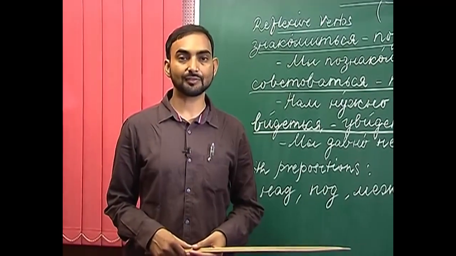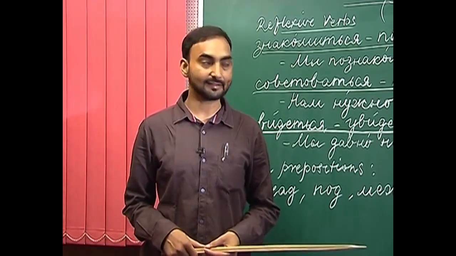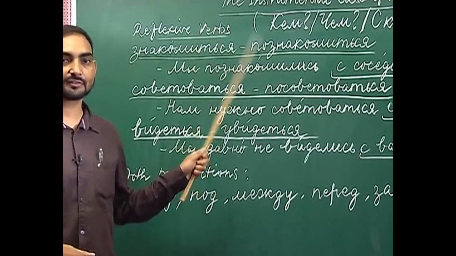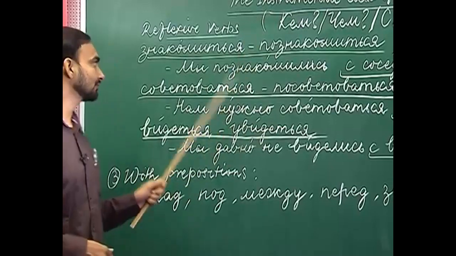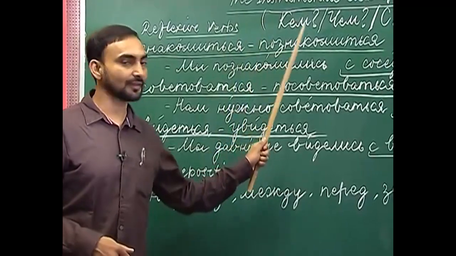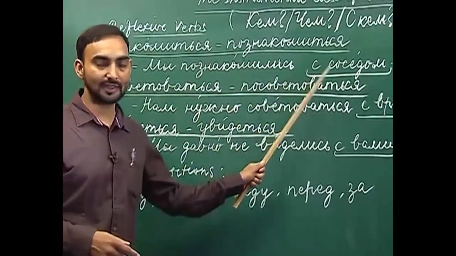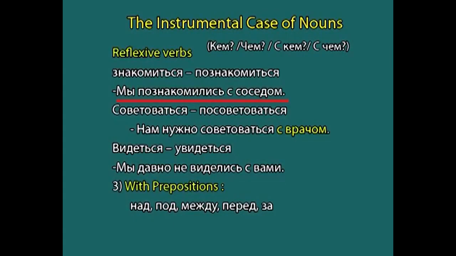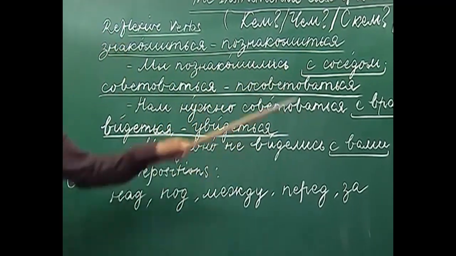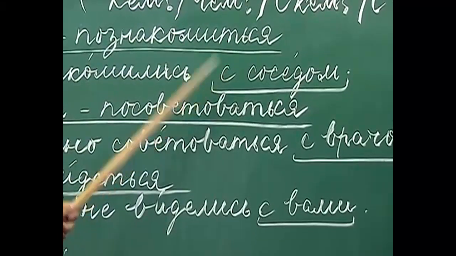The other reflexive verbs with which we are supposed to use the instrumental case of nouns with the preposition с are знакомиться, познакомиться, which means to get acquainted with someone. Знакомиться is the несовершенный or imperfective aspect of the verb, and познакомиться is the perfective aspect. For example, мы познакомились с соседом, we got acquainted with the neighbor. So, here сосед has been used in the instrumental case with the preposition с.